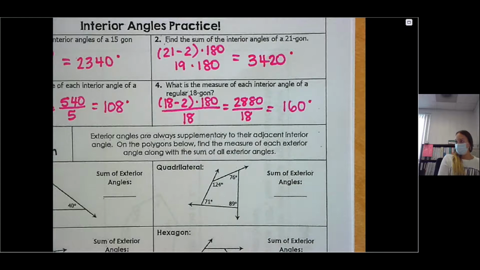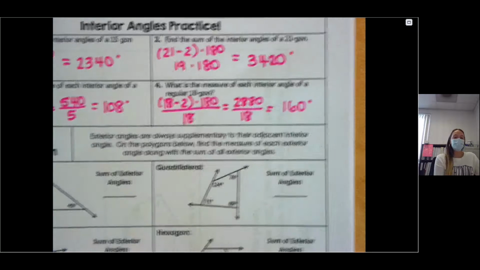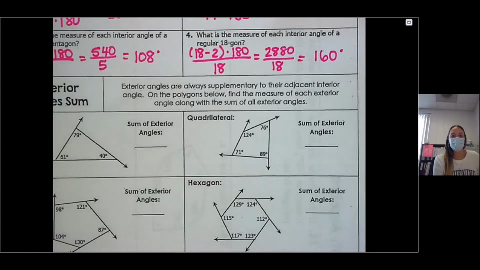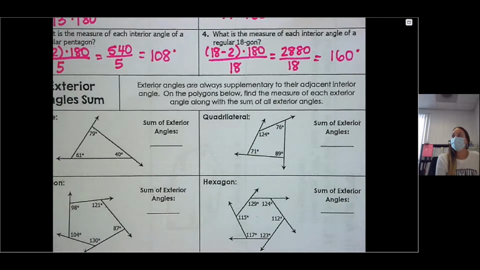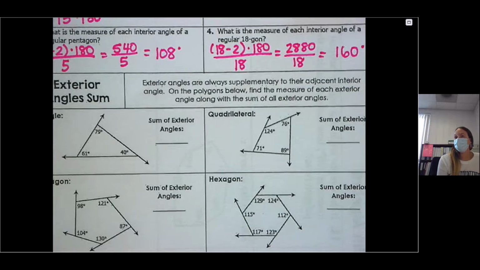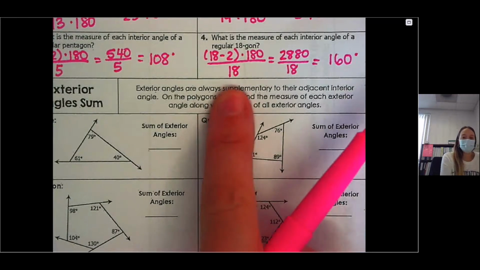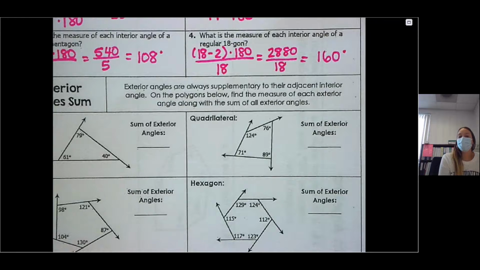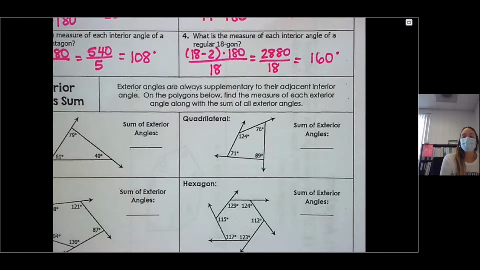That was easy, wasn't it? Questions so far? We feel good? So far, so good? Okay, exterior angles. Can I have somebody read this little paragraph here? Exterior angles are always supplementary to their adjacent interior angles. On the polygons below, find the measure of each exterior angle along with the sum of all the exterior angles.